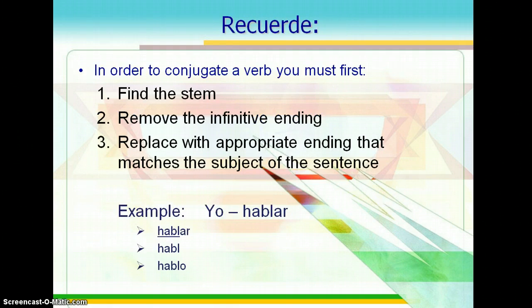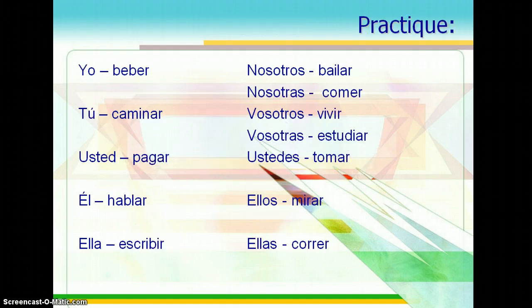So how do we do this? Once again, we must remember when we're conjugating, you find the stem, you remove the AR, ER, or IR ending, that's the infinitive ending, and then you replace it with the appropriate ending that matches the subject, what you're trying to say. For example, I want to say, I speak. I know my verb, and the infinitive is hablar. Take off the AR, put on the O because I wanted to say I. Yo hablo.